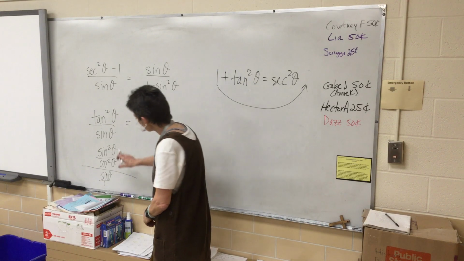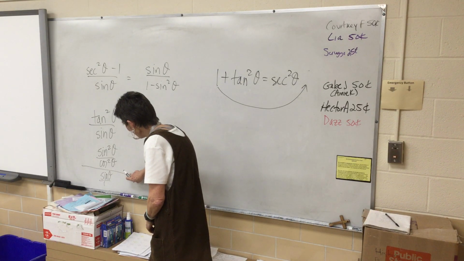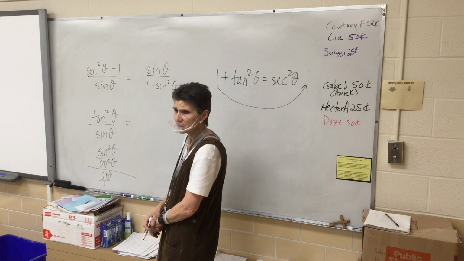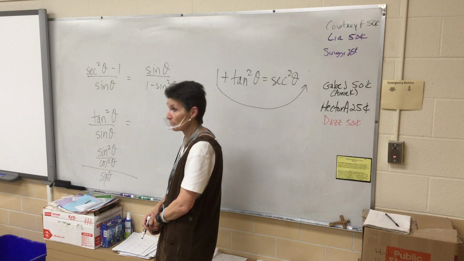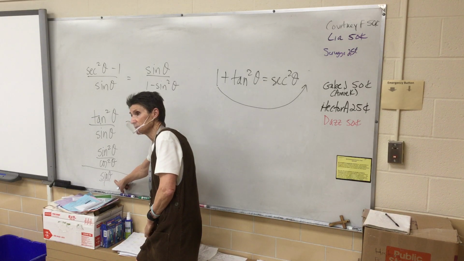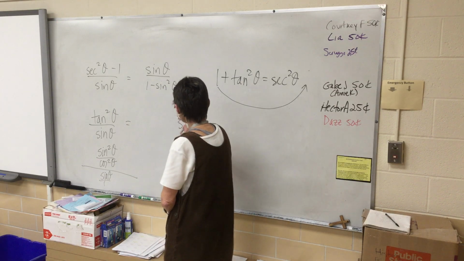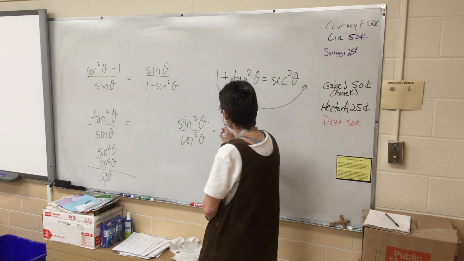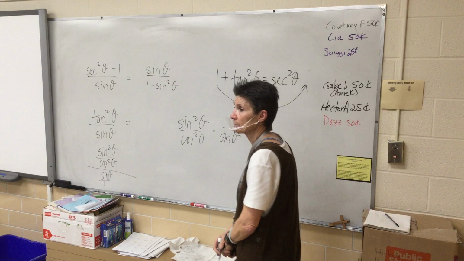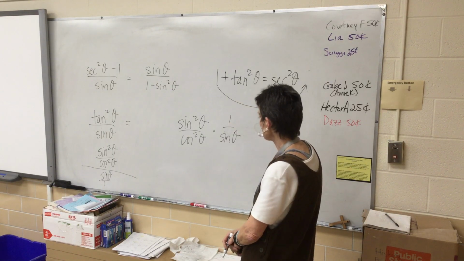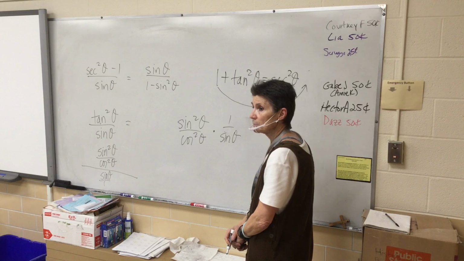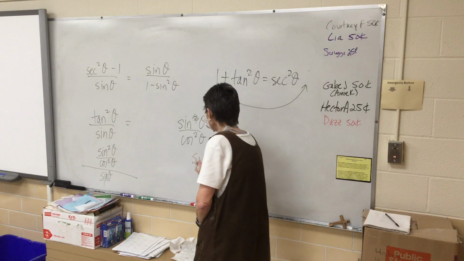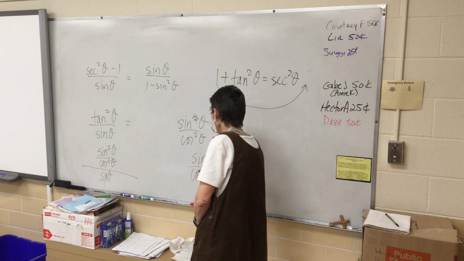Now, I got this fraction divided by another fraction. Well, what do I do when that happens? Multiply by the reciprocal of the one being divided by. So now I'm going to have sine squared over cosine squared times 1 over sine. What happens now? We can cancel. So now I have sine over cosine squared.